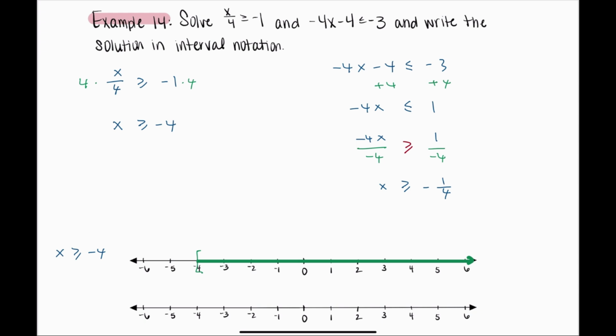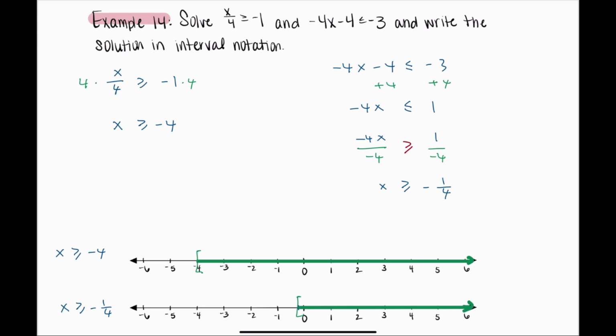Now we graph this inequality. -1/4 is between 0 and -1, closer to 0. We place a bracket at -1/4 since the number is included and shade the region to the right, indicating that x is greater than or equal to -1/4.